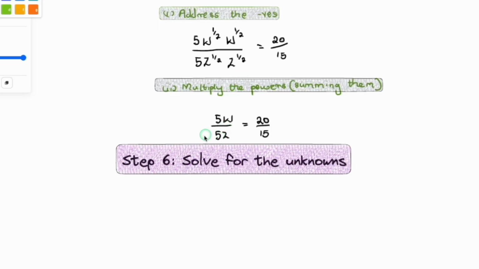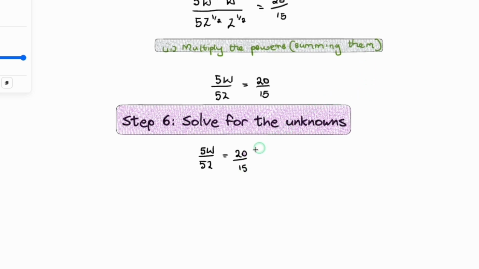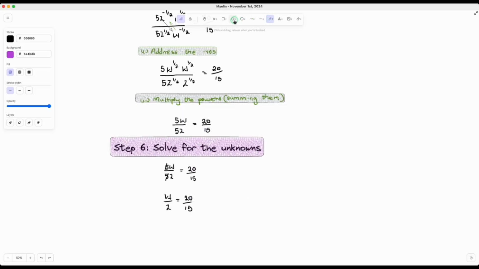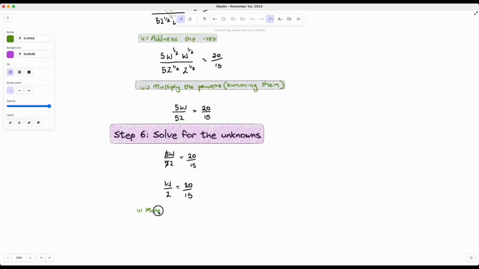So in this case, as I was noting earlier, that is 5W over 5Z is equals to 20 over 15. I can cancel out the 5's. So I'm left with W over Z is equals to 20 over 15. I can now say that I can choose to make W the subject.